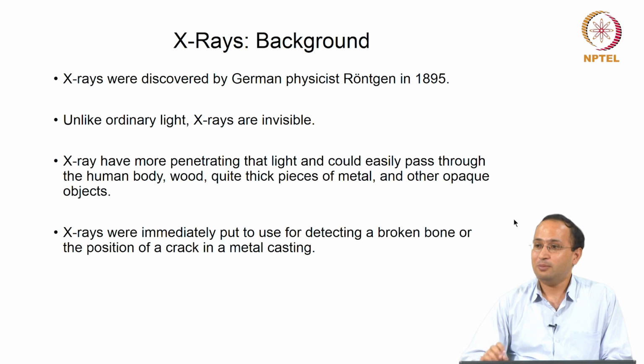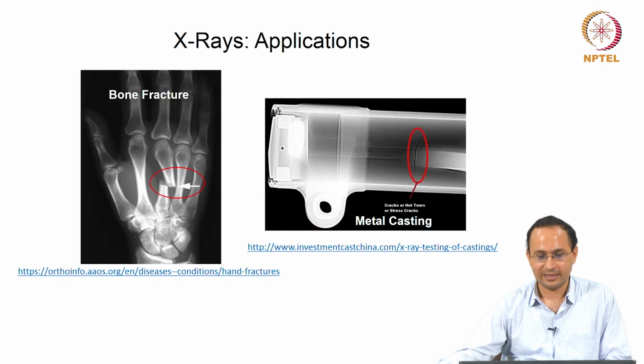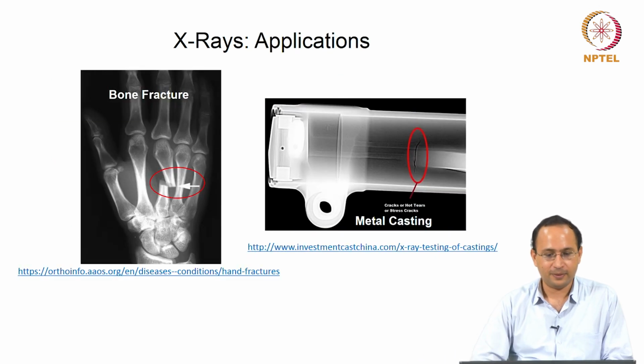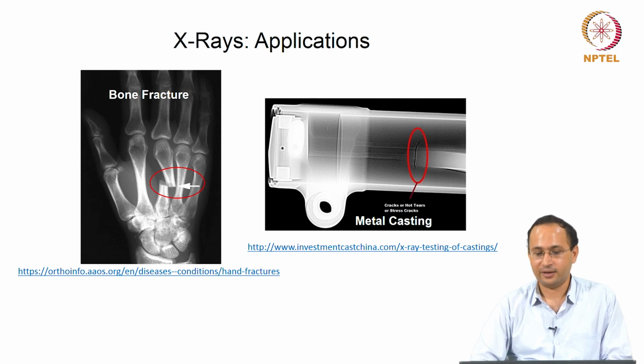X-rays were immediately put to use for detecting, for example, a broken bone, or the position of a crack in a metal casting, which you will see in the next slide. Here you see these radiographs. You can identify the bone fracture, and similarly in the casting, if there is a crack, you can see it.